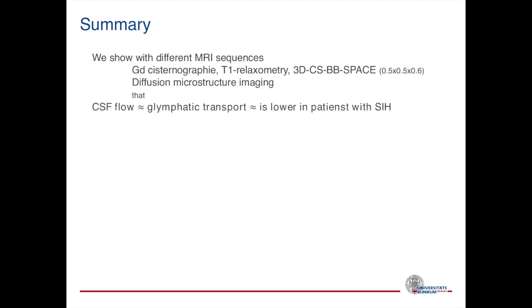So the summary at this point is not complete. It just shows, with different MRI sequences, gadolinium cisternography, T1 relaxometry, a high-resolution comprehensive black blood space sequence, and diffusion microstructure imaging, that the CSF flow is lower in patients with SIH.